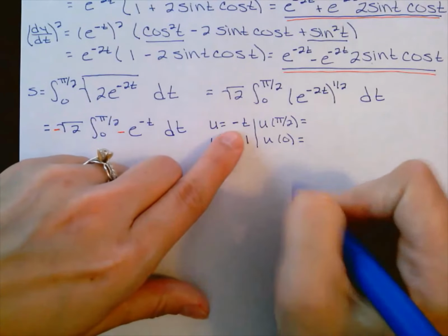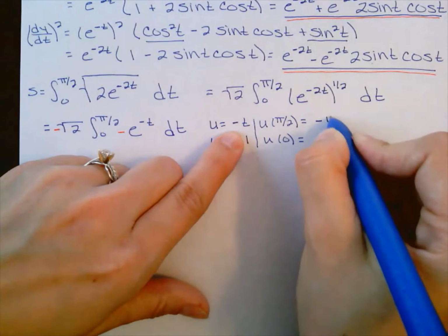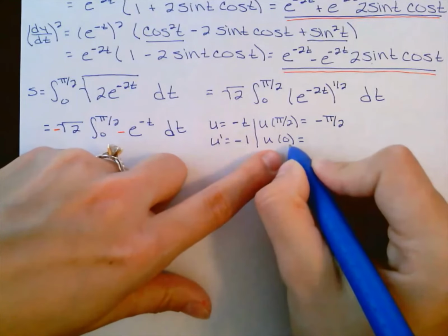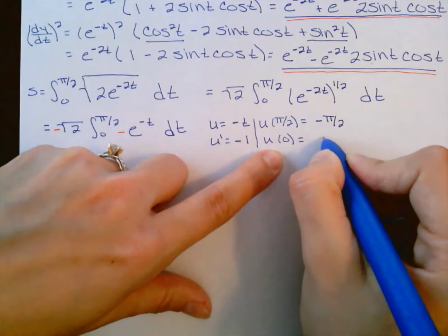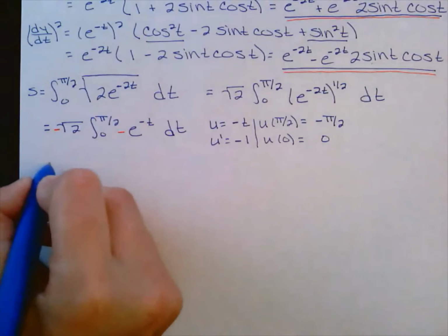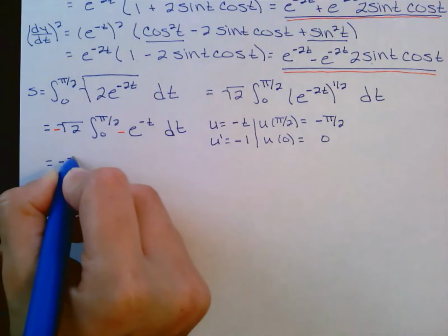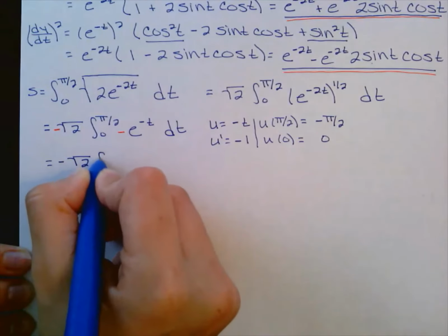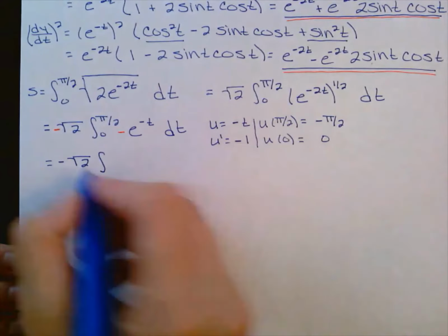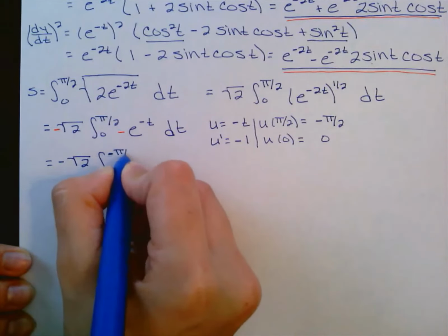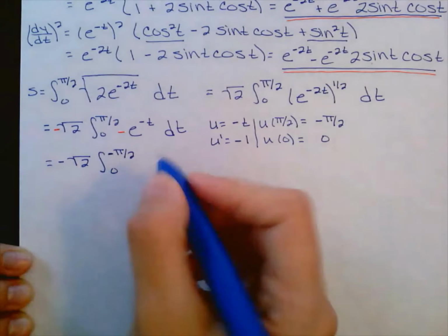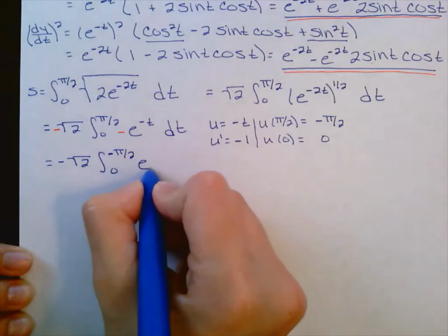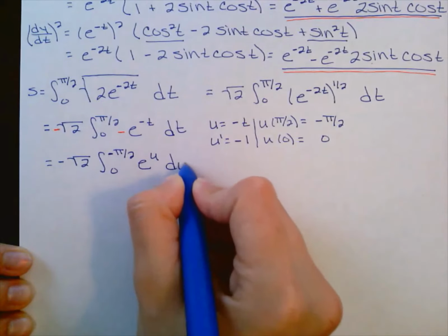Well, if u was negative t, I would get a negative pi over 2 here, and a negative times 0 is still 0. So I'm rewriting this as negative square root of 2 times the integral of negative pi over 2 and 0. And now I'm saying e to the u du.